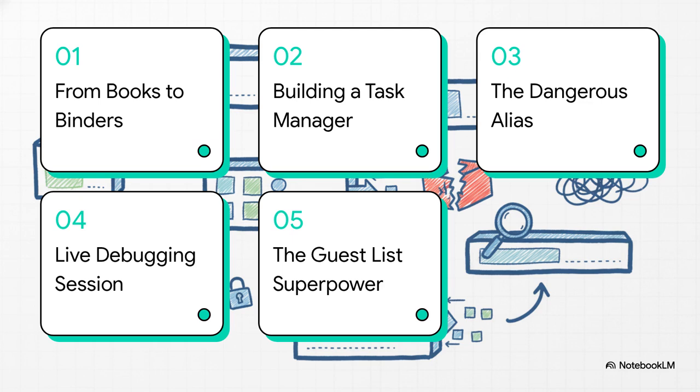Okay, here's our game plan. First, we're going to start with a huge mindset shift, moving from those static books to dynamic binders. Then, we'll get our hands dirty and build a real task manager to see lists in the wild. After that, and this is important, we're heading into the danger zone to talk about a trap that gets almost everybody. We'll finish up with a live debugging session and then unlock a genuine programming superpower. You ready for this? Let's go.